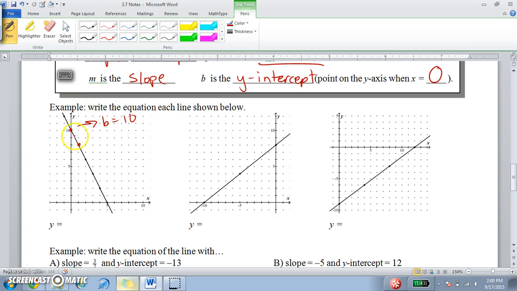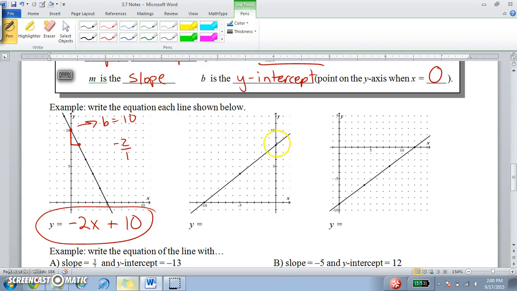Now to find the slope, I've got to take 2 points. So I'll take this point right here and this one next to it. We have to count our rise and our run. So rise is going to be down 2, and then run is going to be over 1. So negative 2 over 1, which is just negative 2. So our slope is negative 2, so we write y equals mx plus b, negative 2x plus, we said b was 10 for our y-intercept.